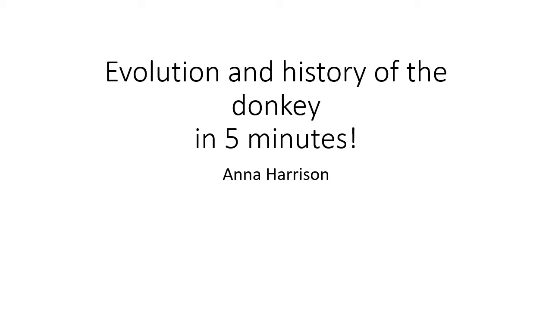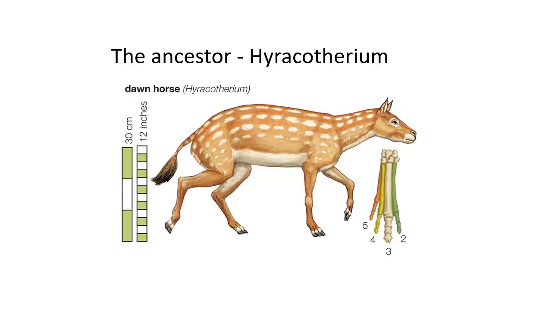Today, I'd like to talk about where our modern-day donkey came from, and I'm going to go through around 50 million years in around 5 minutes. The ancestor of the modern donkey and horse was called Hyracotherium, or dawn horse, lived around 50 million years ago, and was a dog-sized animal with 4 tiny hooves on each front leg and 3 on the back. You can see the bones of the front lower limb on the right of your screen.